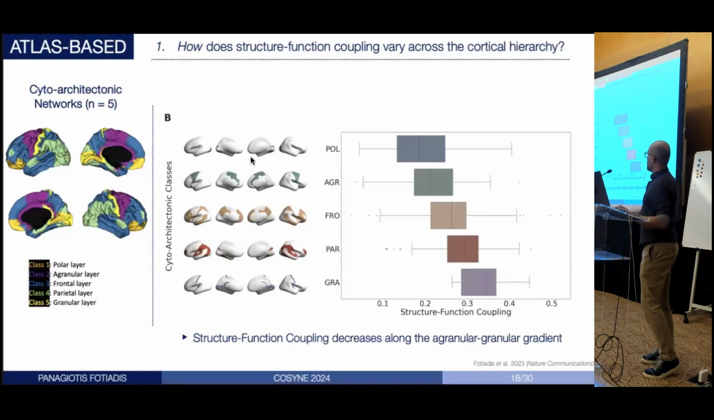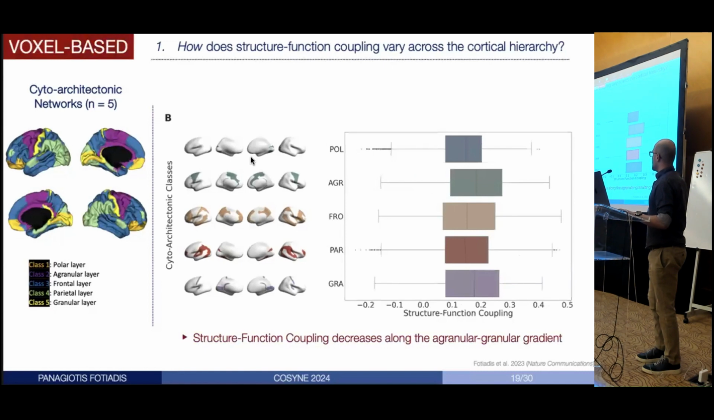But as you go towards more and more agranular cortices, which typically span higher order association regions, and the motor cortex actually, the structure function coupling decreases. And then you have the polar cortex, which is a combination of the two, that has the lowest amount of structure function coupling. So essentially the conclusion here is that structure function coupling decreases along the granular gradients.